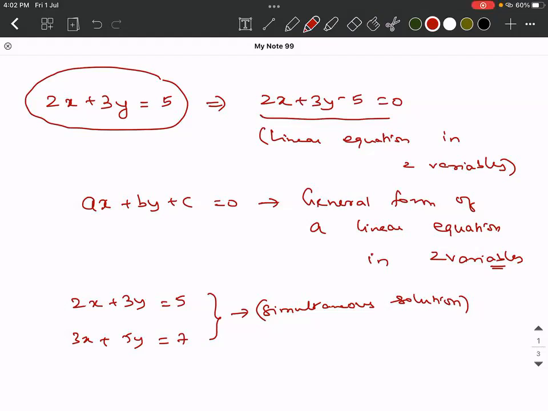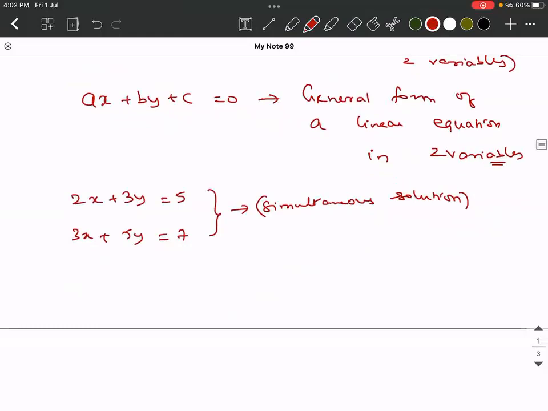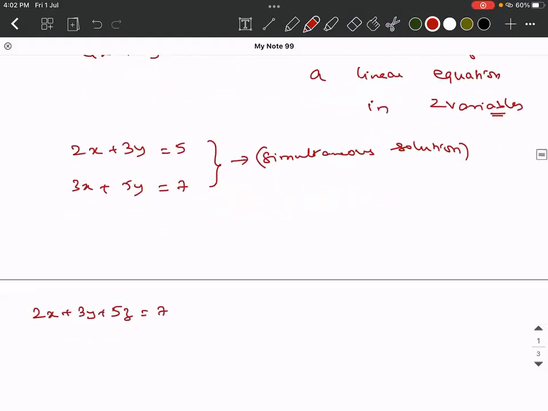I gave you 2 linear equations in 2 variables, and I will be able to solve them. Suppose I give you a question like this: 2x plus 3y plus 5z is equal to 7. Now, what do you call this?